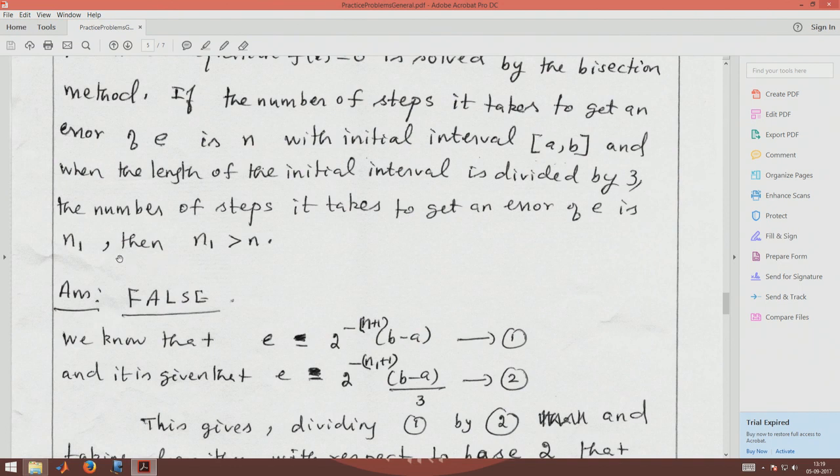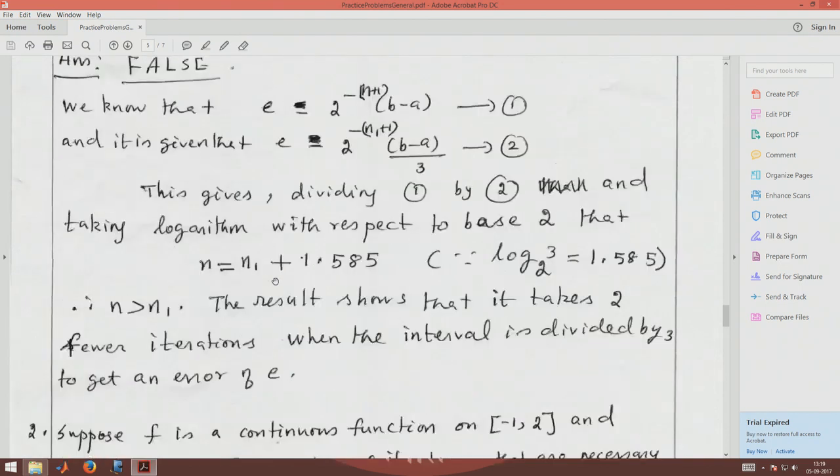So, do not worry about what you should write, start writing down what is given. What is given?